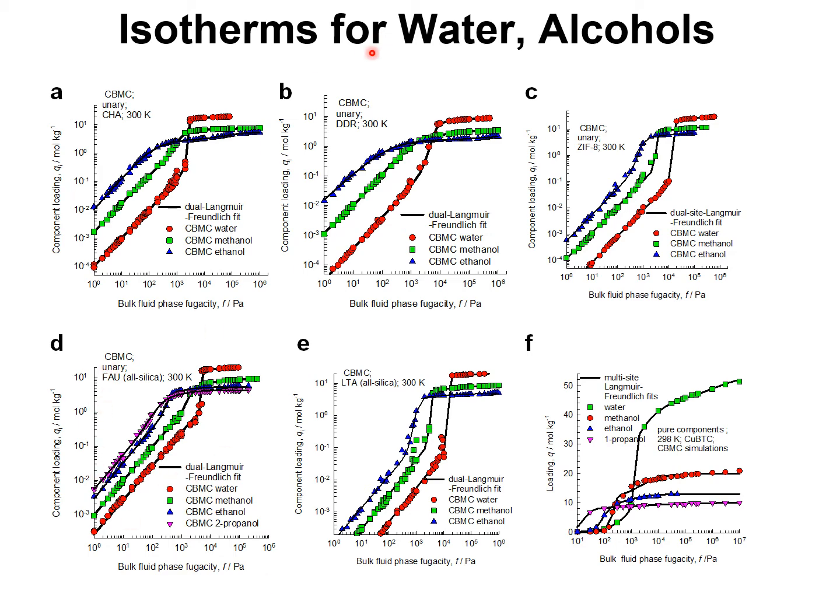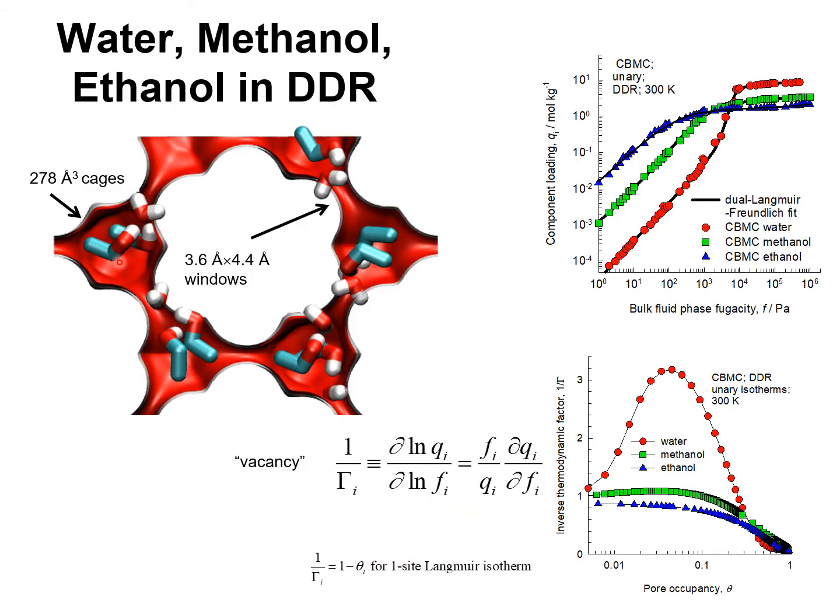For all host materials, we note that the isotherms for water in particular have very steep characteristics. For example, you see a steep rise in the loadings of water for chabazite, DDR. Indeed, for all host materials, we see that the isotherms for water are particularly steep. And we ask the question, what causes the steepness of the water isotherms? To gain further insights into the unary isotherm characteristics, let's focus on the unary isotherms in DDR zeolite.